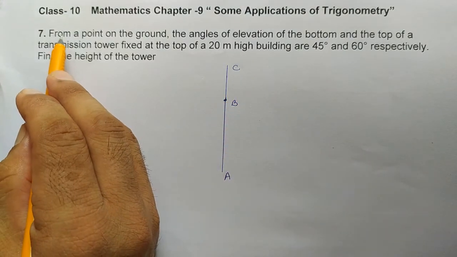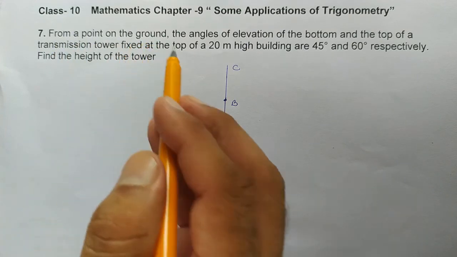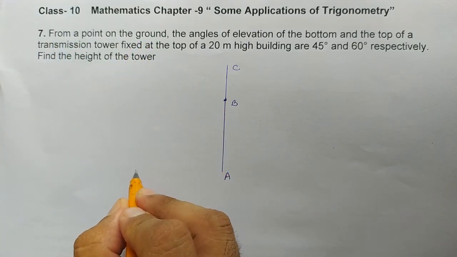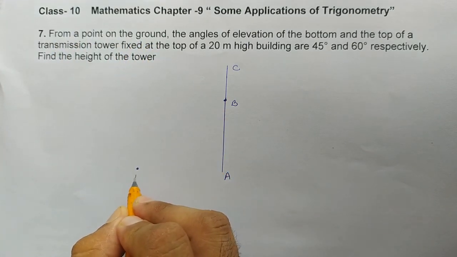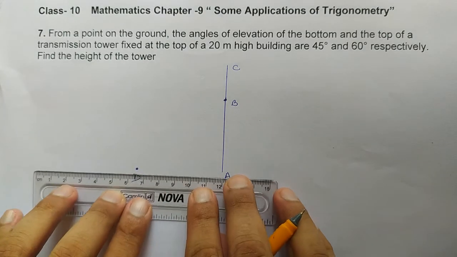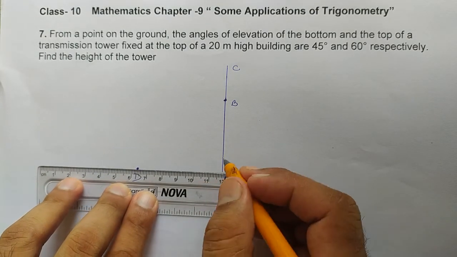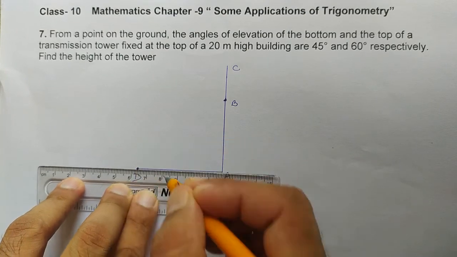Now he is saying that from a point on the ground. So let's take a point on the ground. Suppose this is the point on the ground. D is the point on the ground. So let's join this point with the bottom of this building, with the foot of this building.